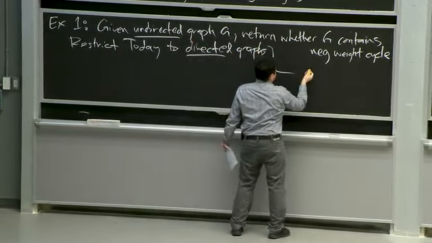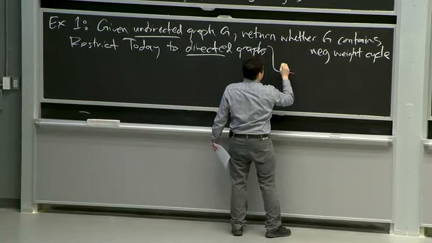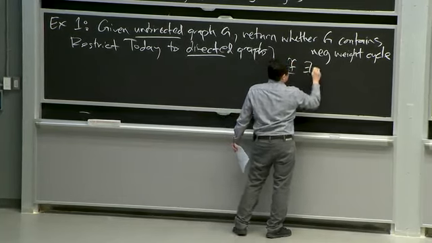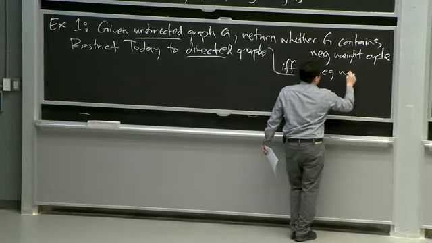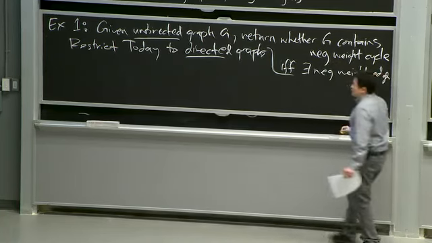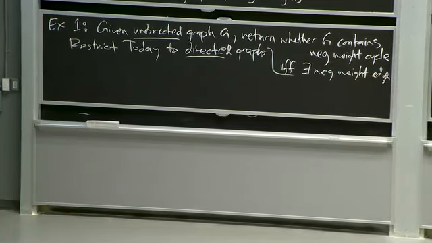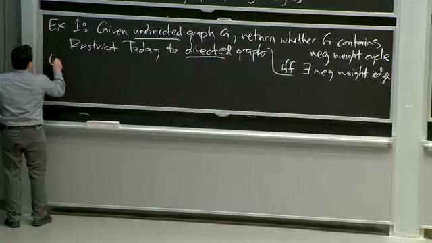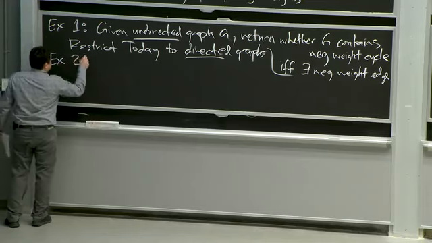So this is if and only if there exists a negative weight edge. Okay? Okay, exercise 2. Kind of a little preview for what's to come.